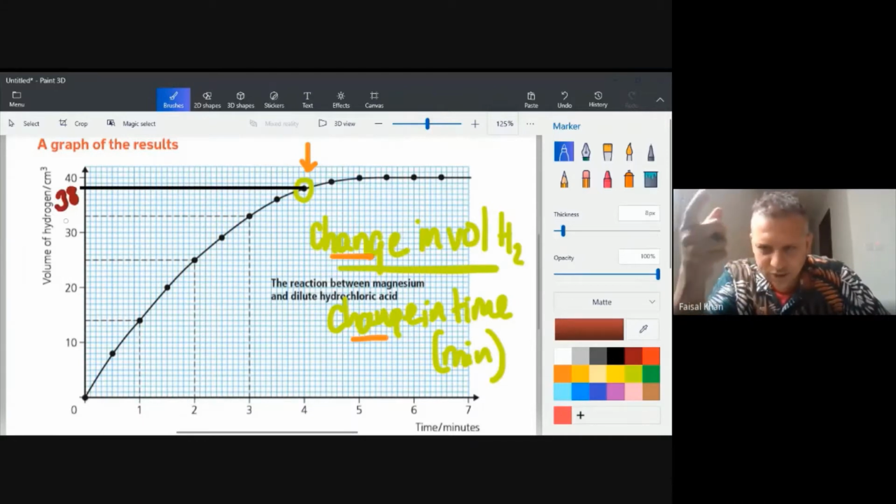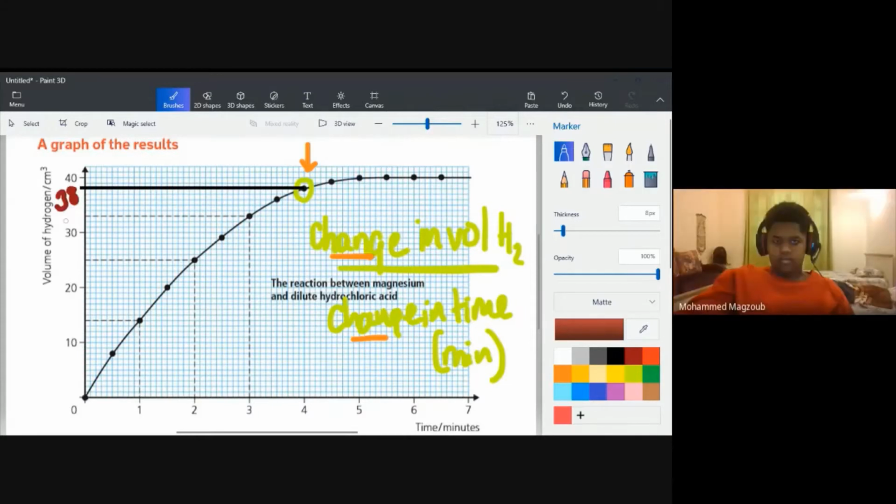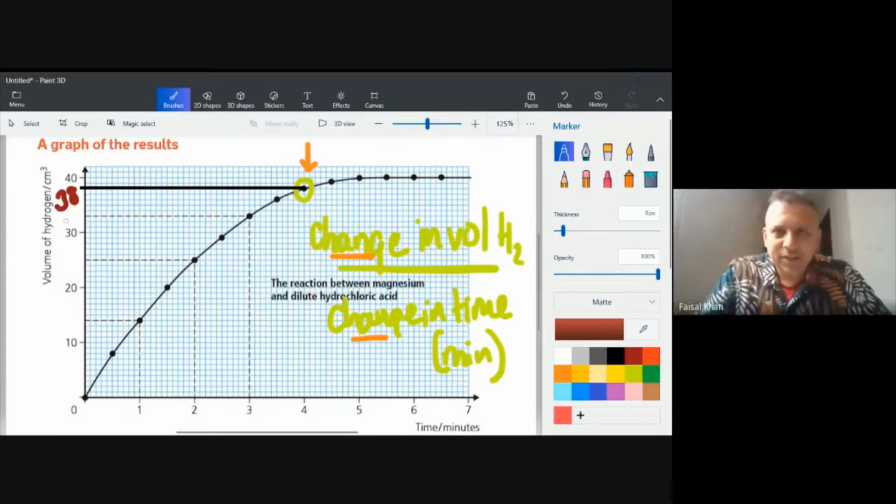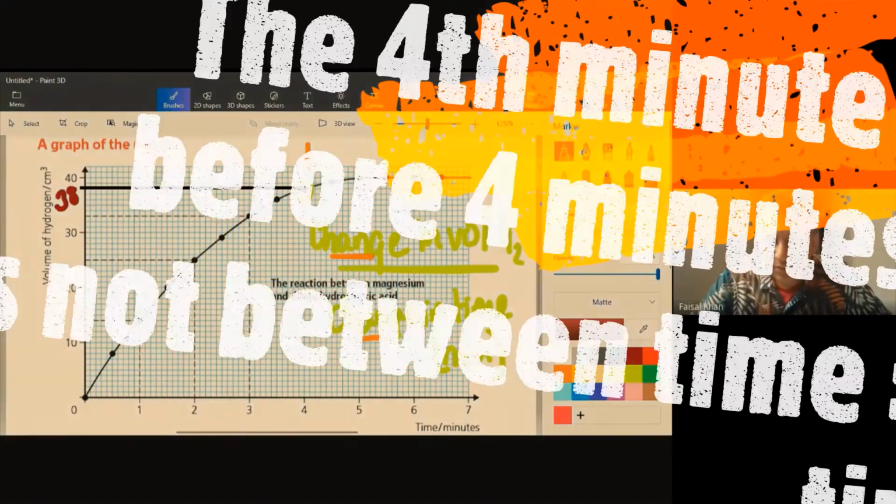So go back to the question itself. What's the question asking you? You're analyzing the graph. The question is asking, what is the rate of reaction in the 4th minute of the experiment? So you need a change. Do you see what you're doing wrong on this one? Yes. You're just giving a reading, just saying what the volume is when time equals 4 minutes. That's where you're going wrong.